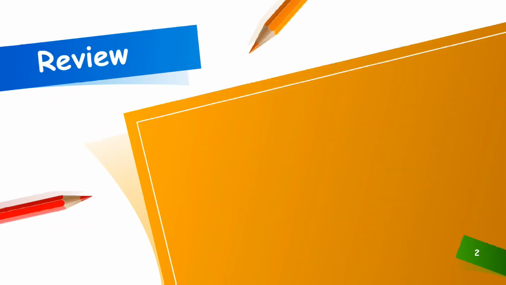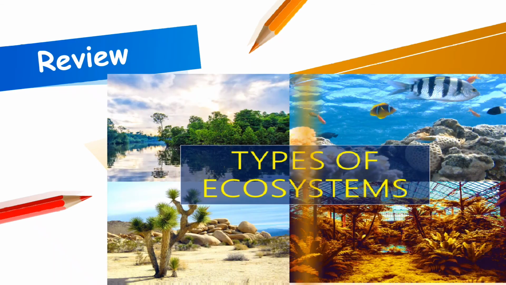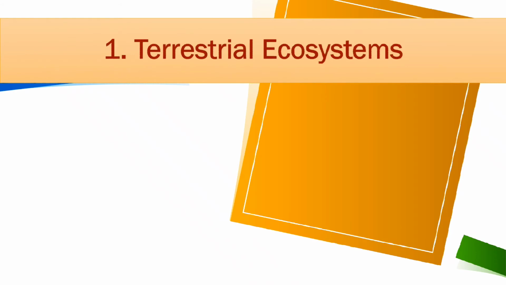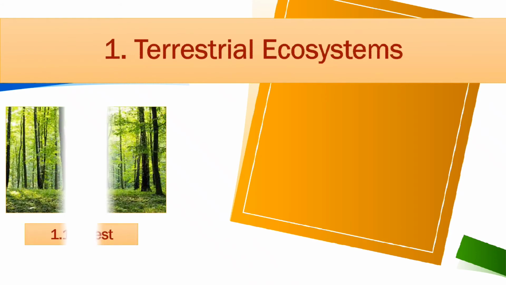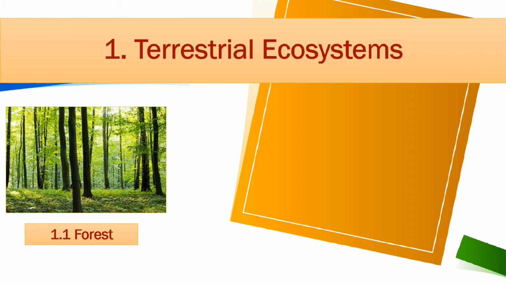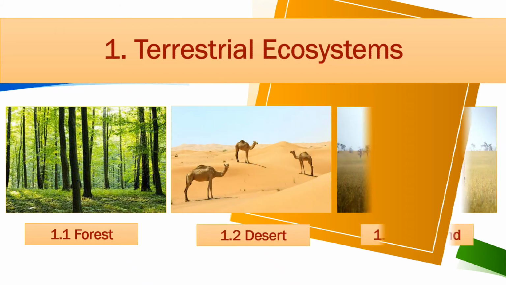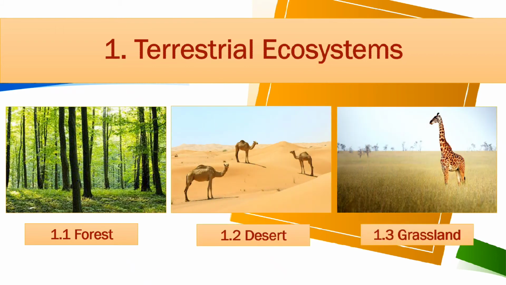So, we will review first our previous topic. Last time we talked about the types of ecosystems. Okay, we have what we call the terrestrial ecosystem. Under it, we have the forest ecosystem, we have the desert, and we have the grasslands, where animals live or living things interact.